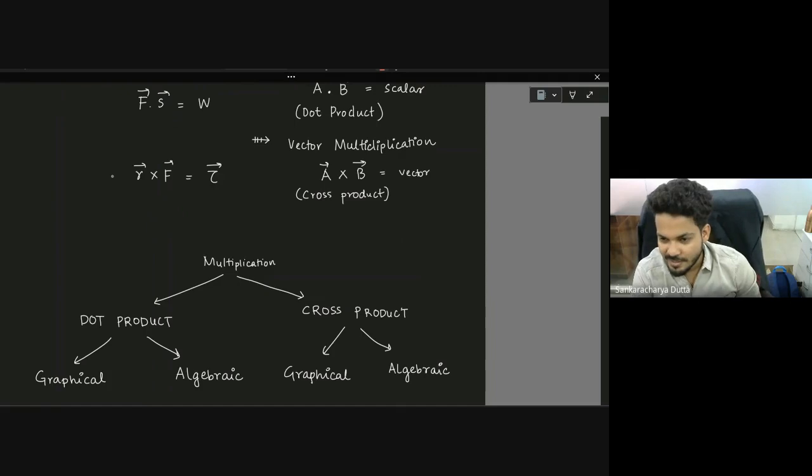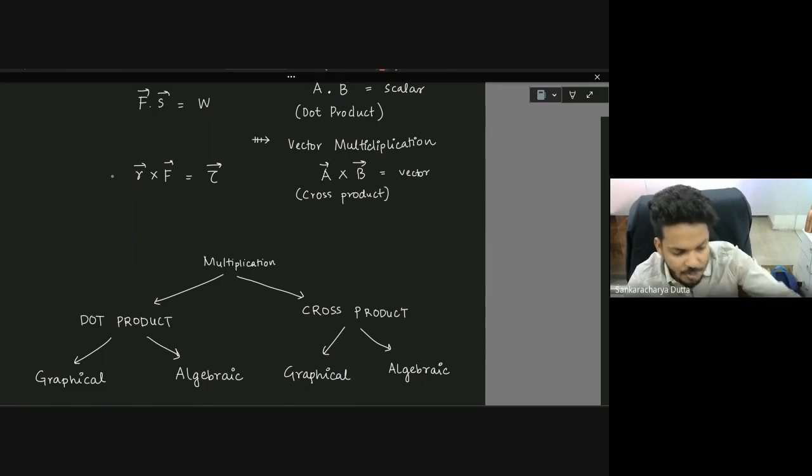Okay, so this is the lecture structure for the next 45 minutes. I am going to discuss multiplication, but multiplication has two types: dot product and cross product. So you have to learn dot product in the graphical format, then in the algebraic format. Then you have to learn cross product in the graphical format and the algebraic format. So we'll do four parts. Part number one will be graphical dot product. I hope that makes sense.